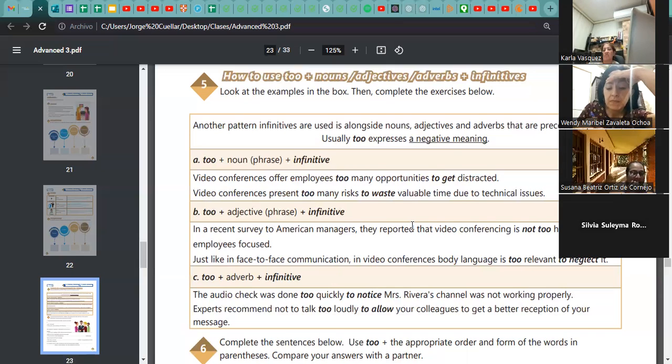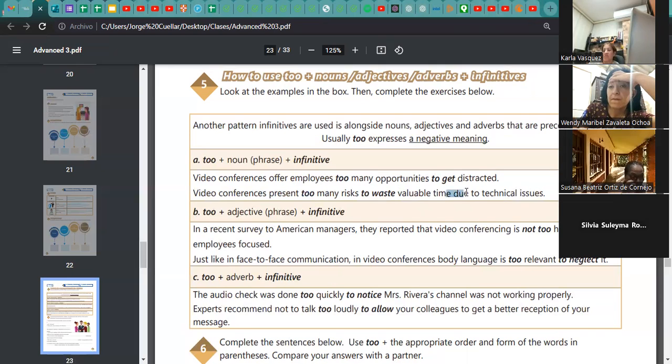So the first one says, the example, video conferences offer employees too, and then many, because this is a noun, okay? Too many opportunities to get distracted. And this is the infinitive, as we checked already. Video conferences present too many risks to waste valuable time due to technical issues. Again, it's the same thing, right?